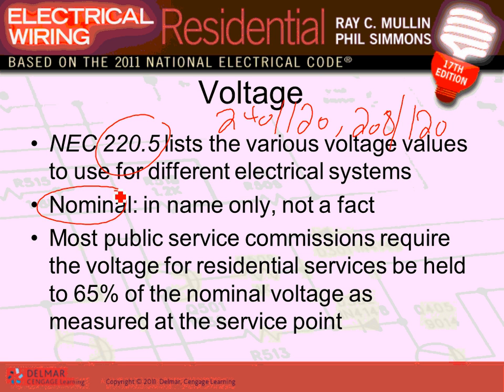So I say this receptacle is 120. If you grab your voltmeter right now and measure, will you find exactly 120? You will find plus or minus 5. You're allowed by code to have it plus or minus 5%. Typically 2% on the branch circuits, but you'll find it around 120.